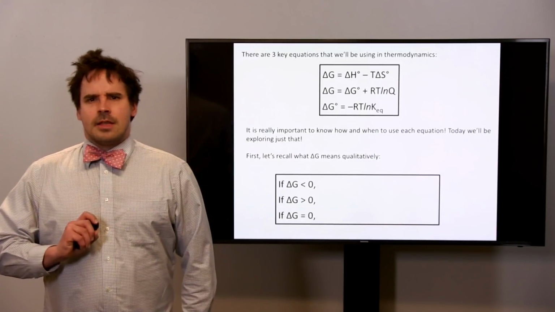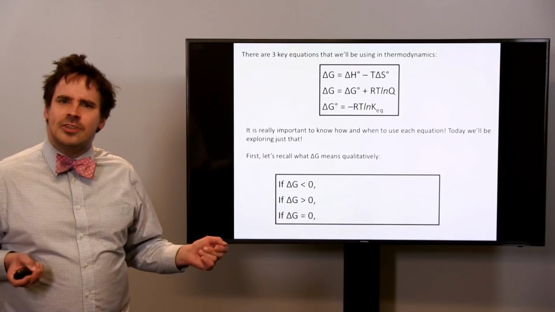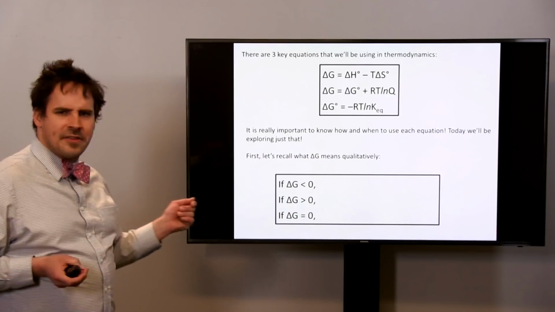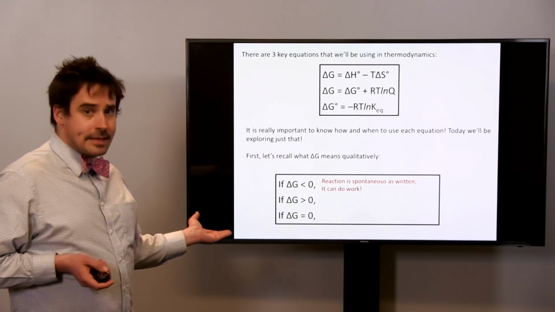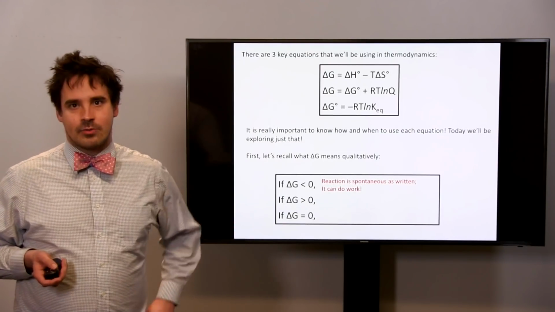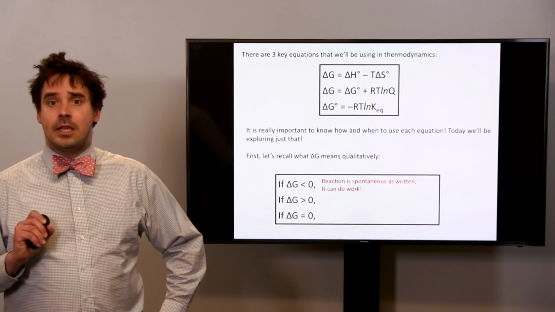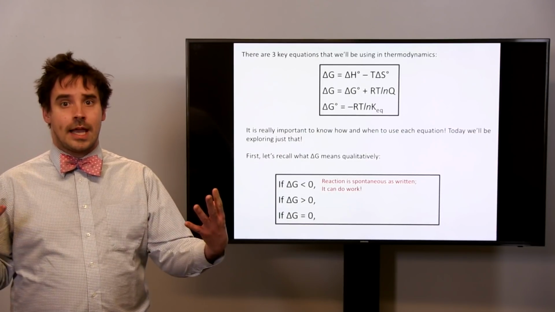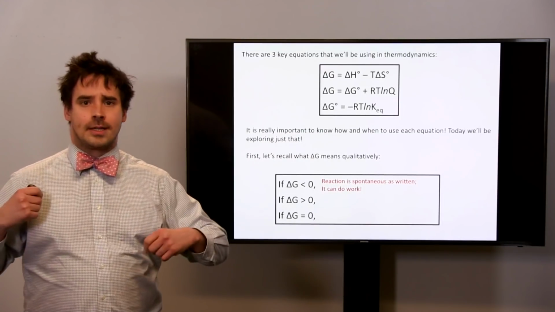But first, let's talk about what delta G means qualitatively. So if delta G is negative, if it's less than 0, what does that mean for our reaction? Well, it means that the reaction is spontaneous as written. And if a reaction is spontaneous, it can theoretically be used to do work. We can use that energy change and harness it to do some sort of task for us.